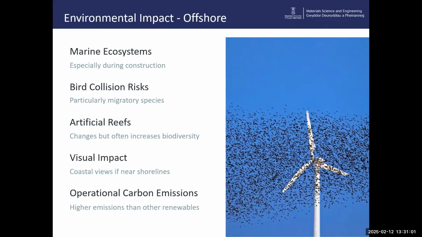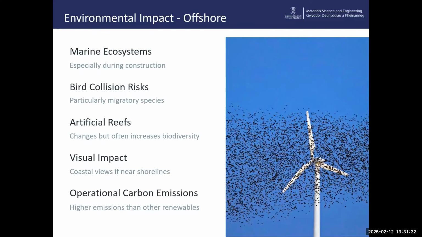Artificial reefs. This obviously changes the biodiversity, but has been shown to actually attract marine life and increase the biodiversity. Again, the visual impact. Offshore wind farms are generally far from the coast, reducing visual impact on landscapes. But large projects near the shorelines may become more popular and can therefore affect the coastal views.